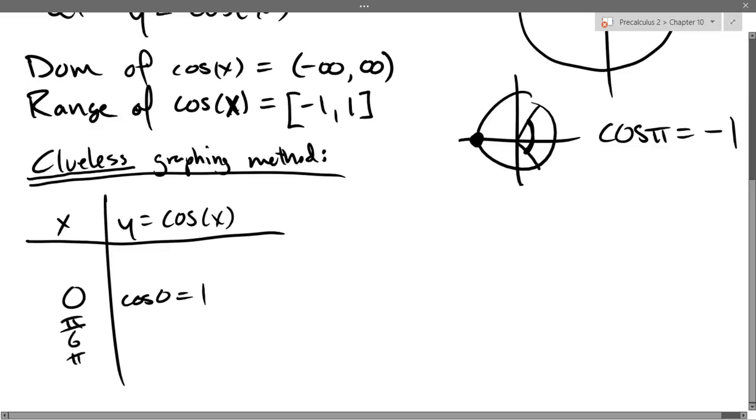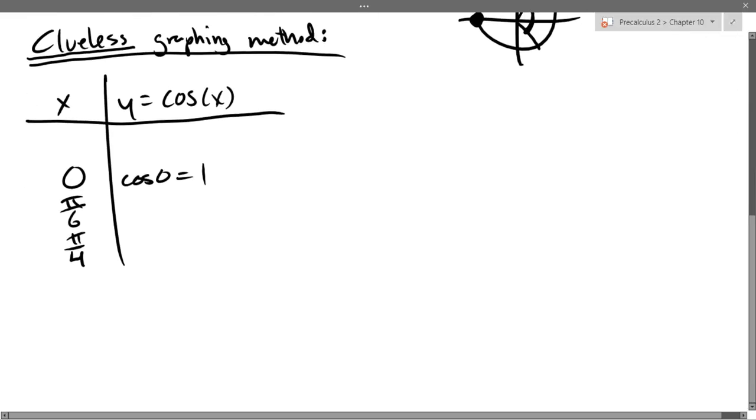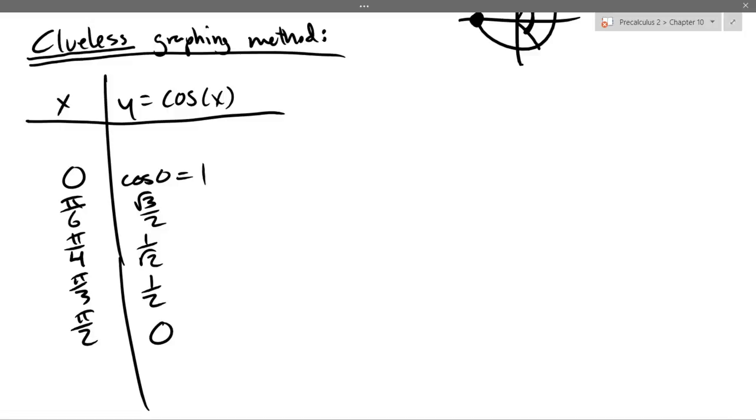Pi over 6, pi over 4, pi over 3, pi over 2. And cosine pi over 6 is square root 3 over 2. Cos pi over 4, 1 over square root 2. Cos pi over 3, 1 half. Cos pi over 2, 0. These can be hard to graph accurately if they're not in decimals. So I'm going to write their decimal approximations.